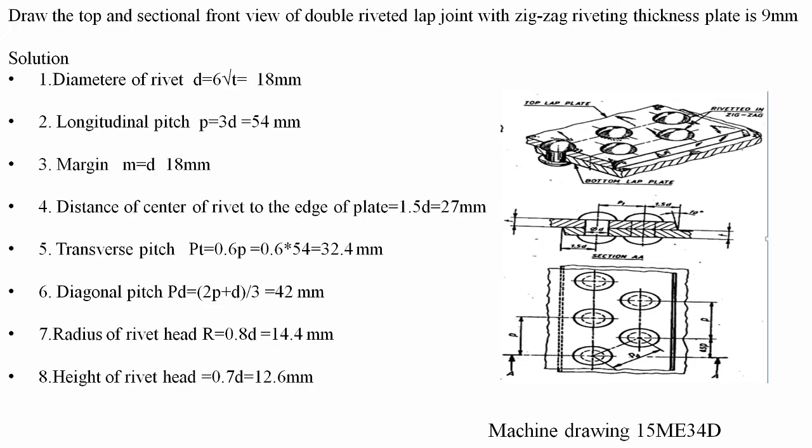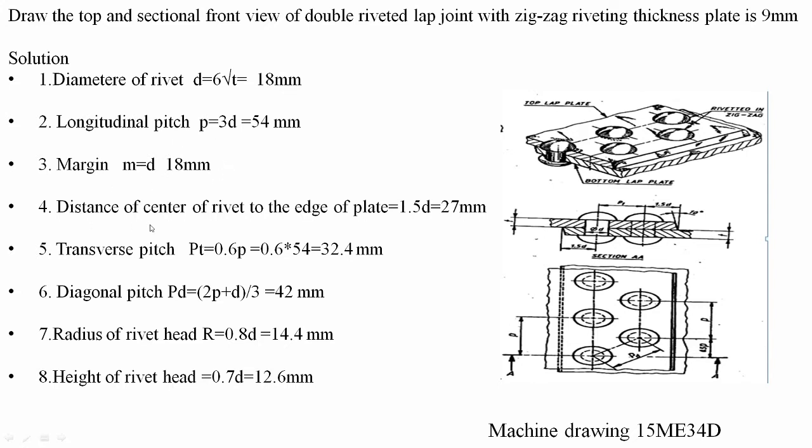The thickness of the plate is given as 9 millimeter. So initially the thickness will be given in the problem. By using this thickness of the plate, you have to derive the remaining portion of the joint, such as the diameter of the rivet. D equals 6 root T, we got it as 18 millimeter. The longitudinal pitch P equals 3D, so 54 millimeter. Similarly, the margin M equals D, 18 millimeter.